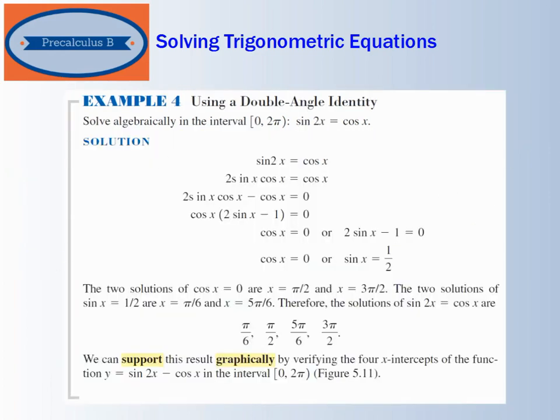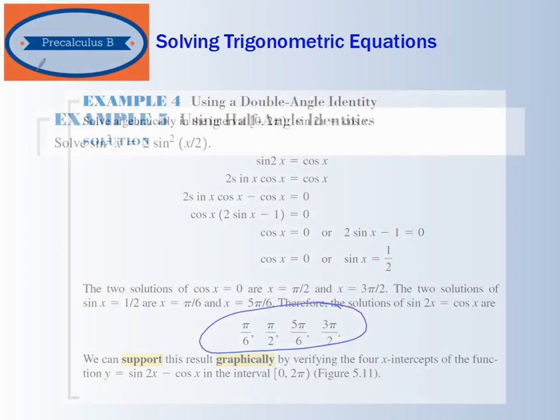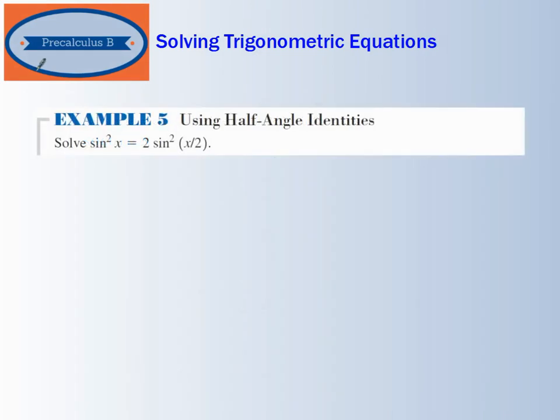If we take a look at the book solution, that's exactly what they come up with, that same exact list. And they also mention that we can support this graphically by verifying that those are the intercepts of the function sine 2x minus cosine x between 0 and 2 pi. So you can always check by putting that in a graph and finding where it crosses the axis. We can also use half angle identities to solve problems. So for example, with sine squared x is equal to 2 times sine squared of x over 2, here we have that half angle, so we can use the half angle identity.